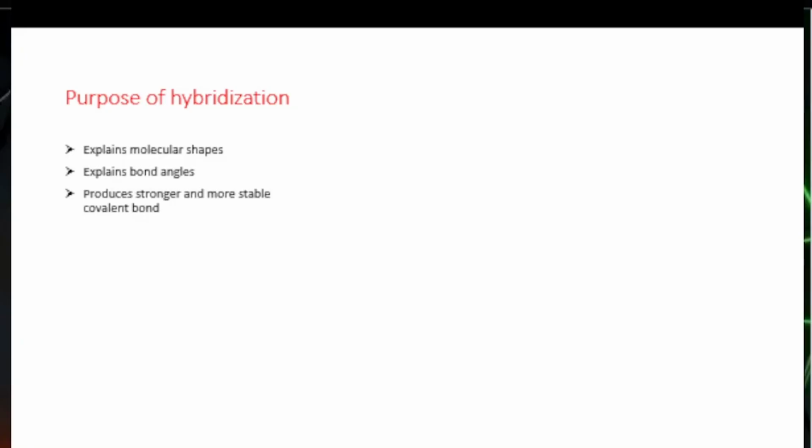Purpose of hybridization. Hybridization explains molecular shapes. It also explains bond angles. It produces stronger and more stable covalent bonds.